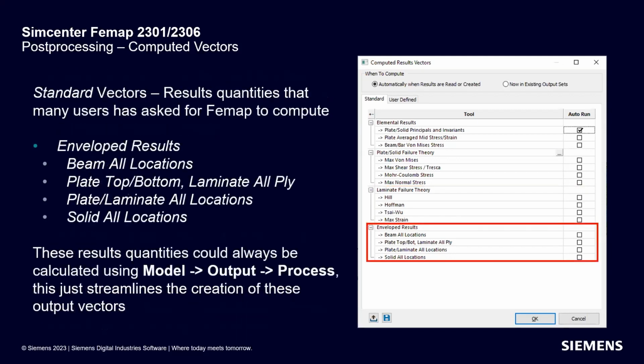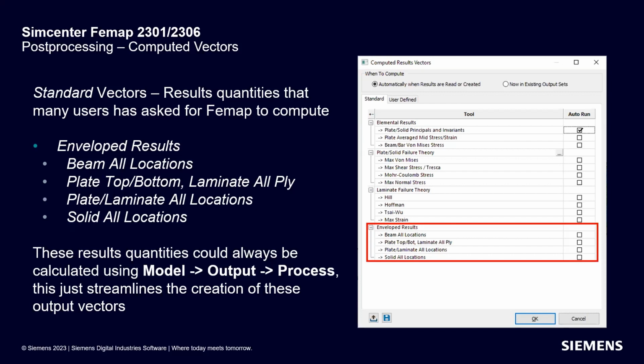And then just some envelope results, things like beam all locations, which will show you the highest one from there. Plate top, bottom, or laminate all ply, so you can think of like a ply summary can automatically be calculated. Plate, laminate at all locations. And then solid all locations, just if you wanted to do that.